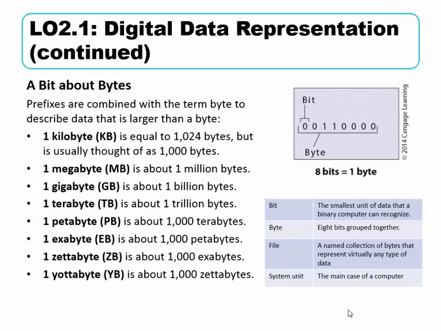So a kilobyte is equal to 1024 bytes, but is usually thought of as 1,000. A megabyte is 1,000,000 bytes, gigabyte is 1,000,000,000 bytes, terabyte is 1,000,000,000,000, a petabyte is 1,000 terabytes, an exabyte is 1,000 petabytes, a zettabyte is about 1,000 exabytes, and a yottabyte is about 1,000 zettabytes. You'll hear megabyte and kilobyte, megabyte and gigabyte a lot. Terabyte is coming into play more and more.